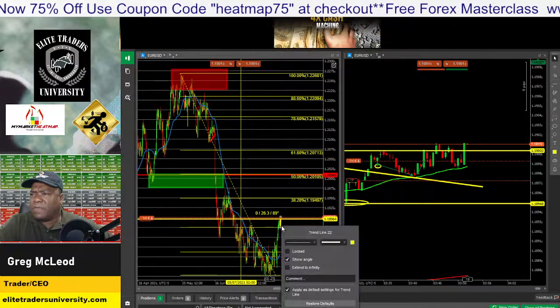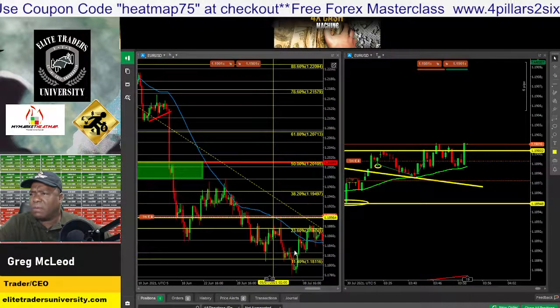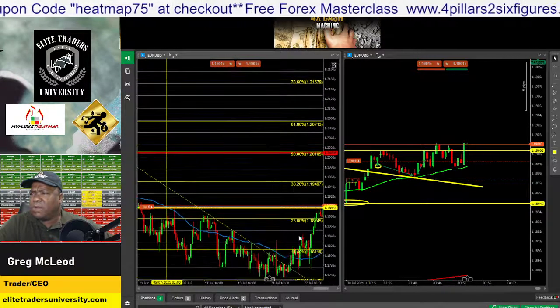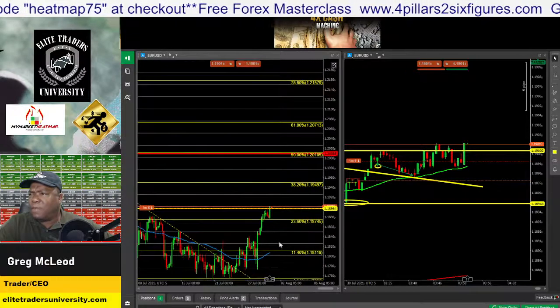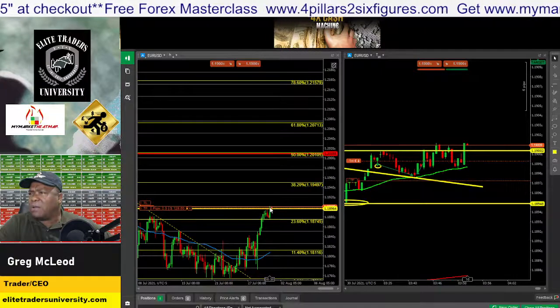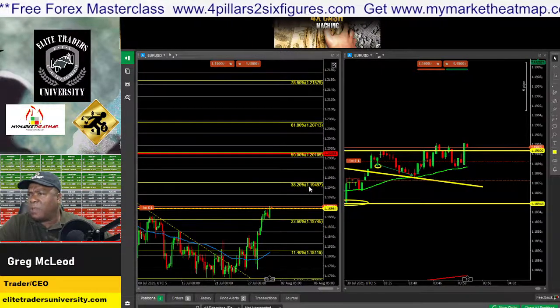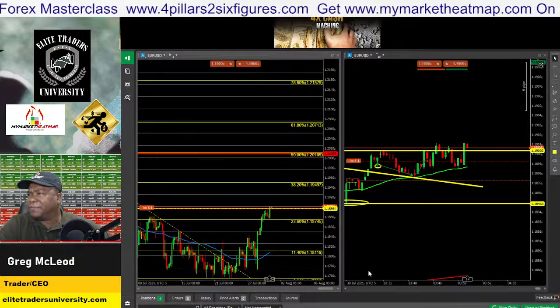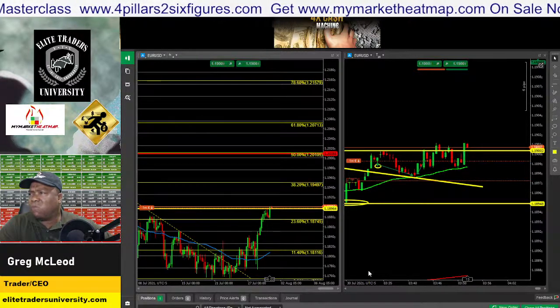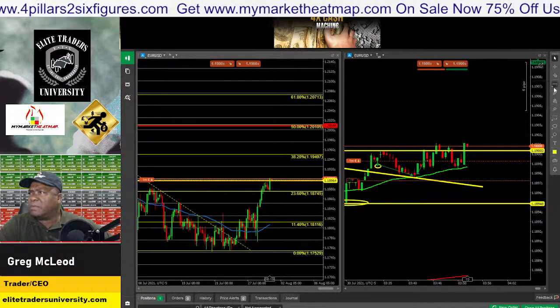Let me get rid of this stuff here. 23% retracement with that one spot, 1874. We might, if we break out and hold above this area, we could have a shot at one spot 1949.